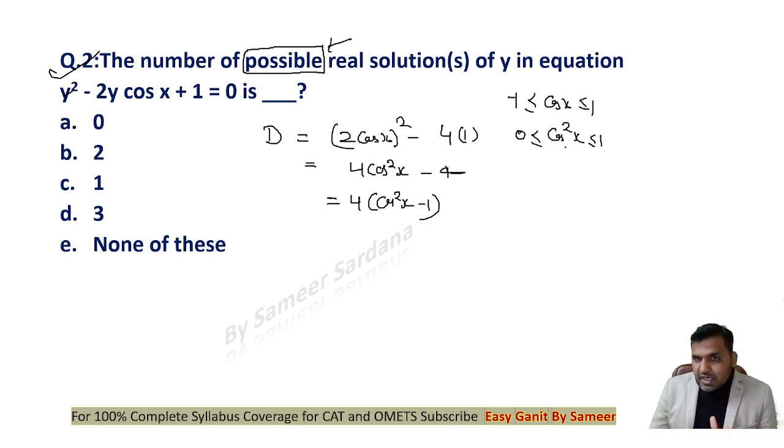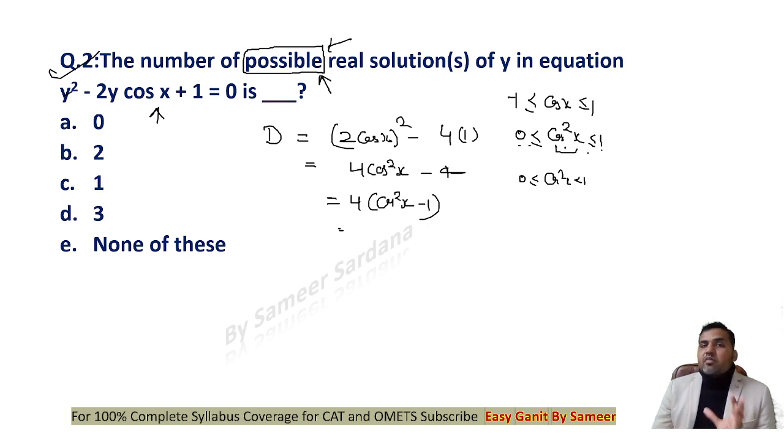Now if cos square x is greater than or equal to 0 and less than or equal to 1, that means if I pick any value of cos square x which is less than 1, you see that the discriminant will be negative. If I keep the value of cos square x greater than or equal to 0 and less than 1, then the discriminant will be negative. In that case, the roots of the equation will become imaginary. Yes, that is also possible. But look at the question. We are supposed to find out the possible real solution.